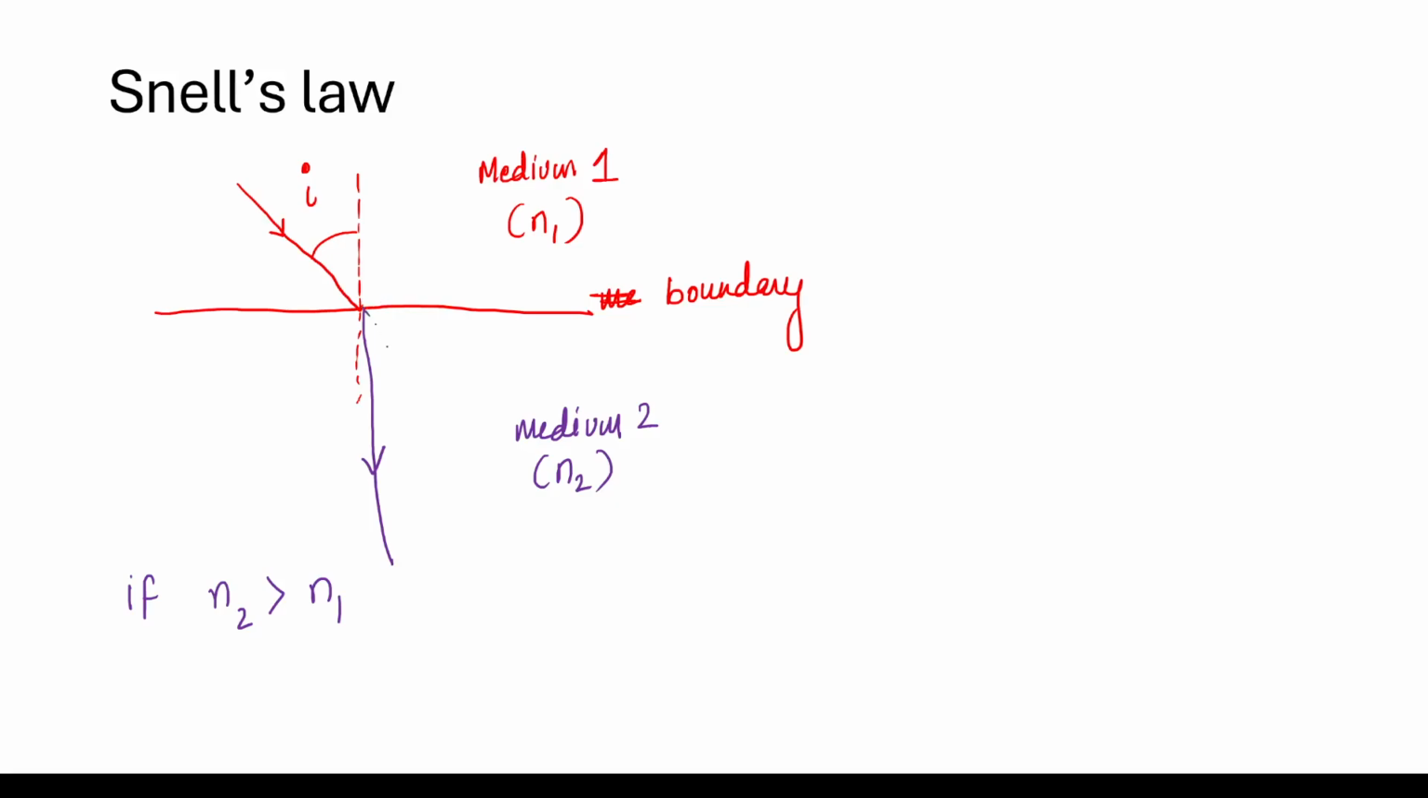So this was the original path. It would have gone straight if the medium had not changed. Now because it has changed, it refracts towards the normal. So this angle here is the angle of refraction. Now what Snell's law says is that n1 sine i is equal to n2 sine r. Or, Snell's law says that n sine theta is constant.